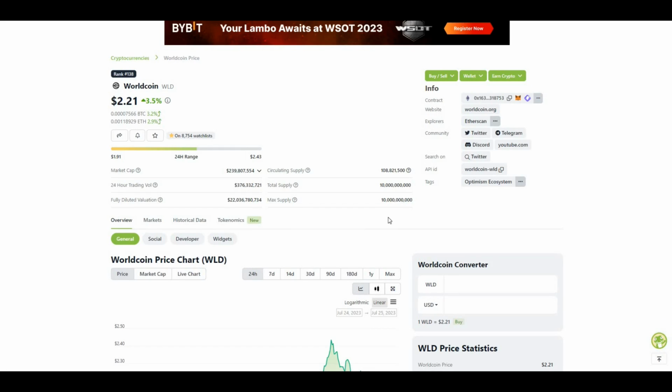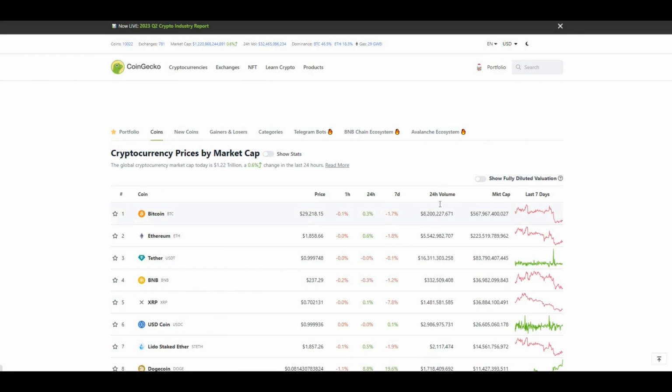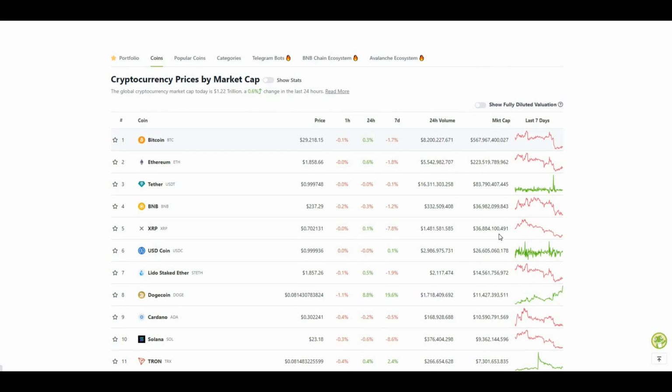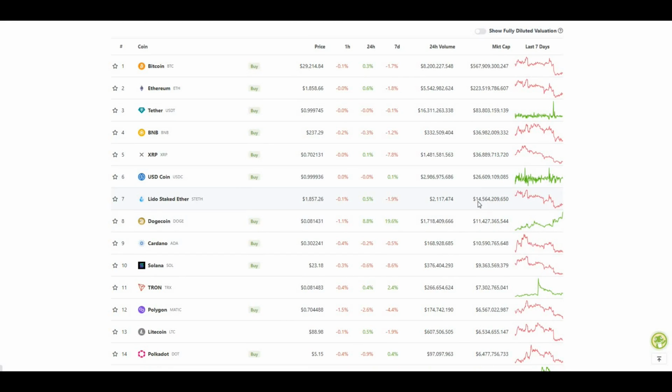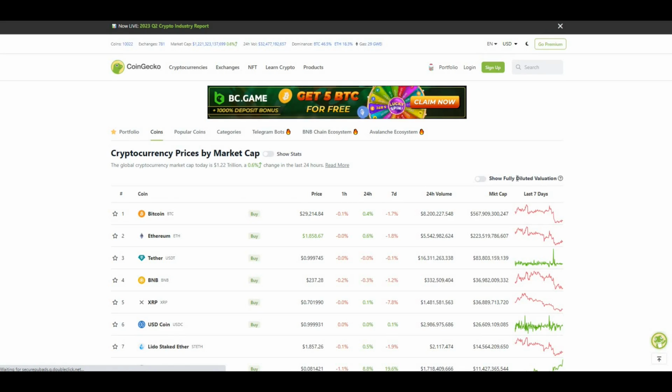And I just want to reiterate the point here that the fully diluted valuation at 22 billion means that if we take a look at all of the projects, so let's just load up the CoinGecko homepage, 22 billion would mean it's sitting kind of number six, number seven in terms of overall crypto market cap from a fully diluted valuation perspective, which is huge, especially for a new project that's literally just launched.